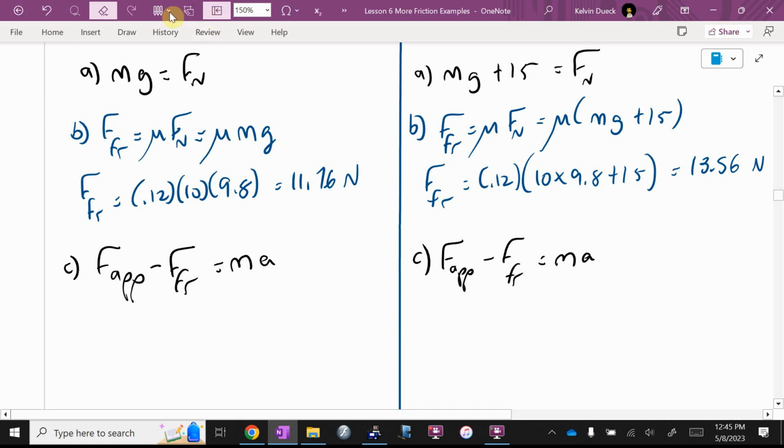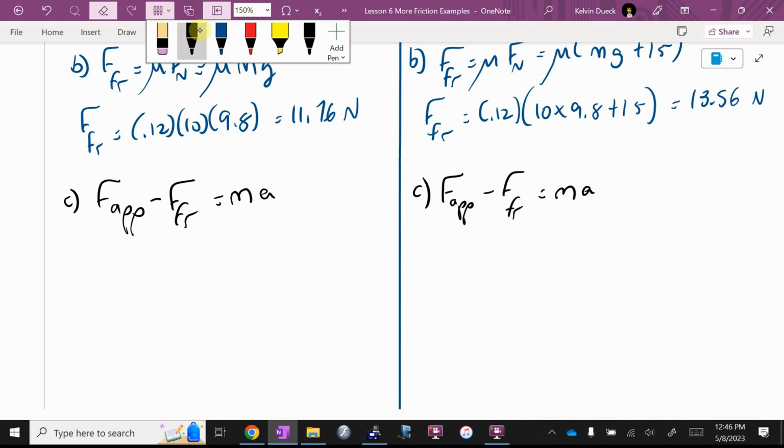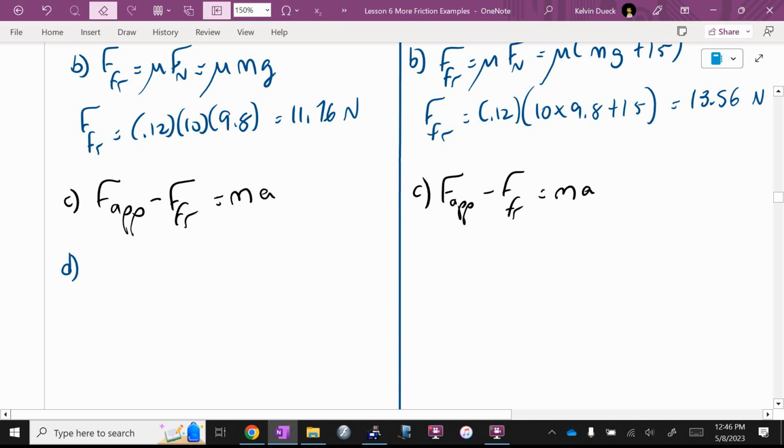Cooper, what does C want me to find? Sorry, what does D want me to find? Oh, how would I get the A by itself? We should call that a theorem, Cooper's theorem, I think. So I think what you're telling me, Cooper, it's going to be F applied minus friction divided by M. Yes? Okay. I've scrolled down.